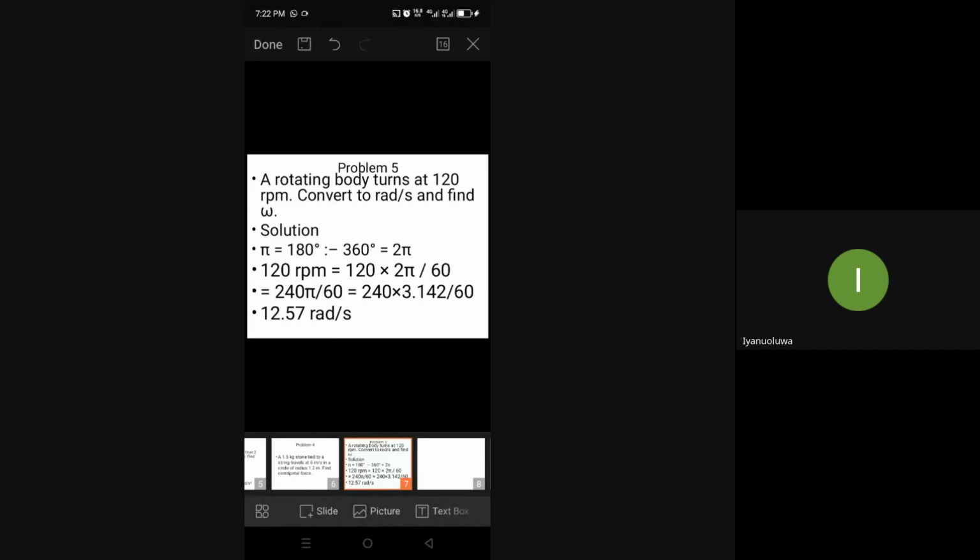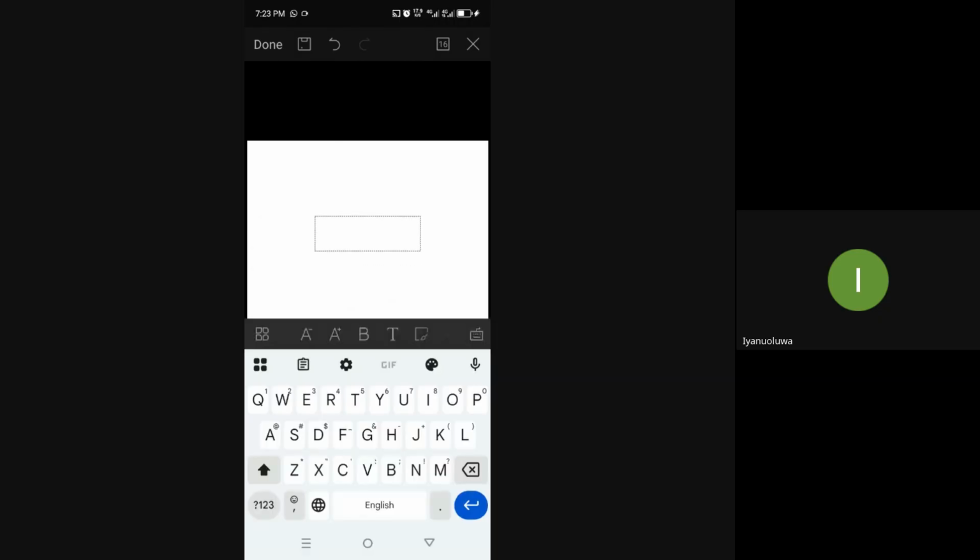I'm waiting for the rest. Shakiruddin, I'm waiting. Yes, what do you have? Is Shakiruddin still there with us? 50 rpm converts to radians per second.